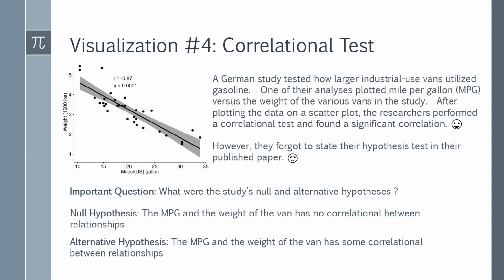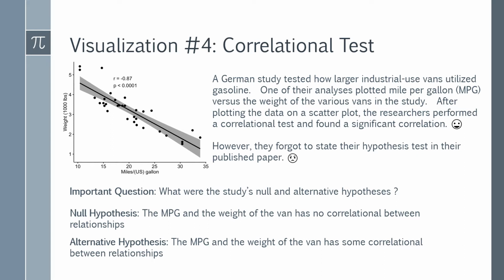Visualization number 4, correlation testing. Here, some testing has been completed, and the testing found that there are significant correlations between miles per gallon and the weight of industrial use vans. Let's take a look at the question. What were the study's null and alternative hypotheses?